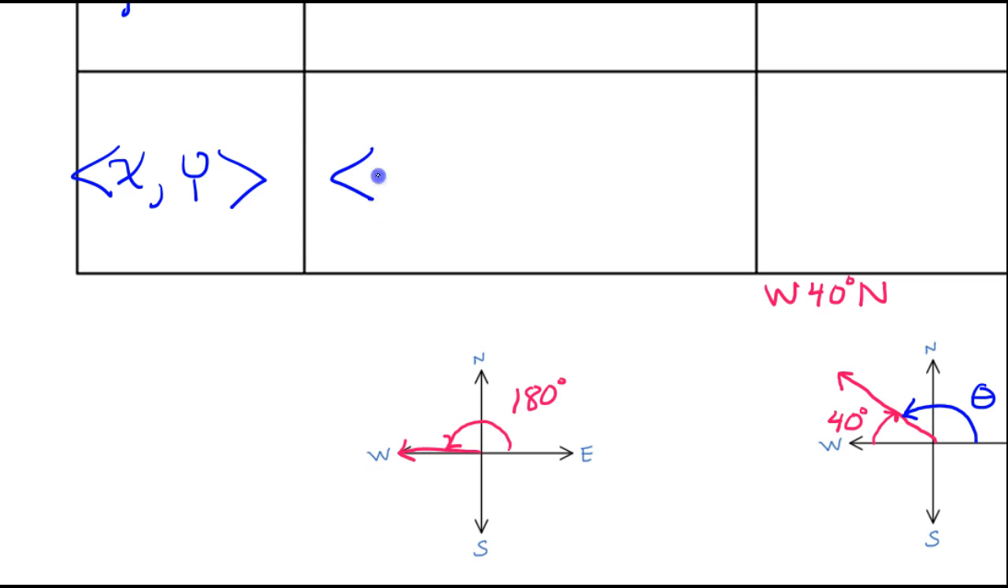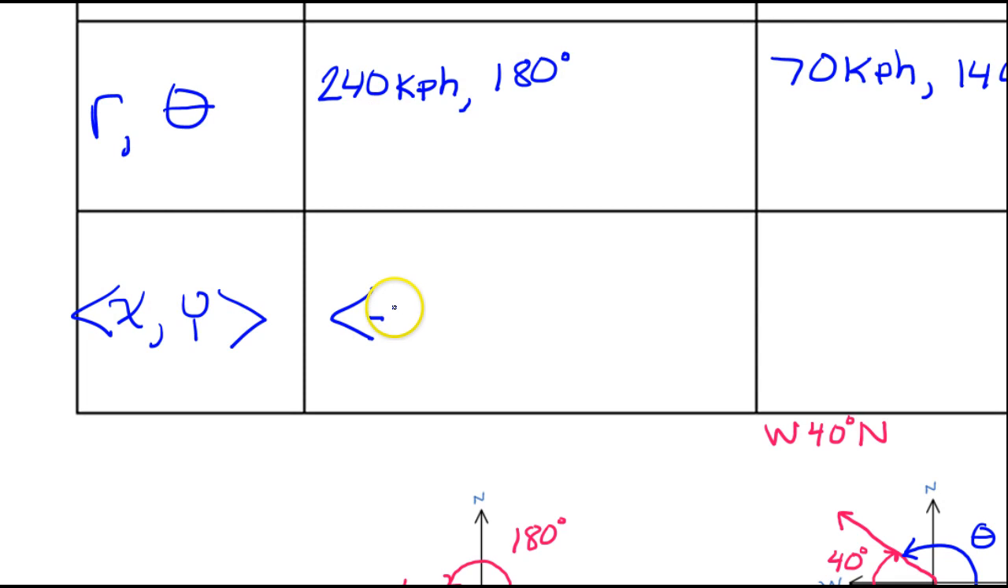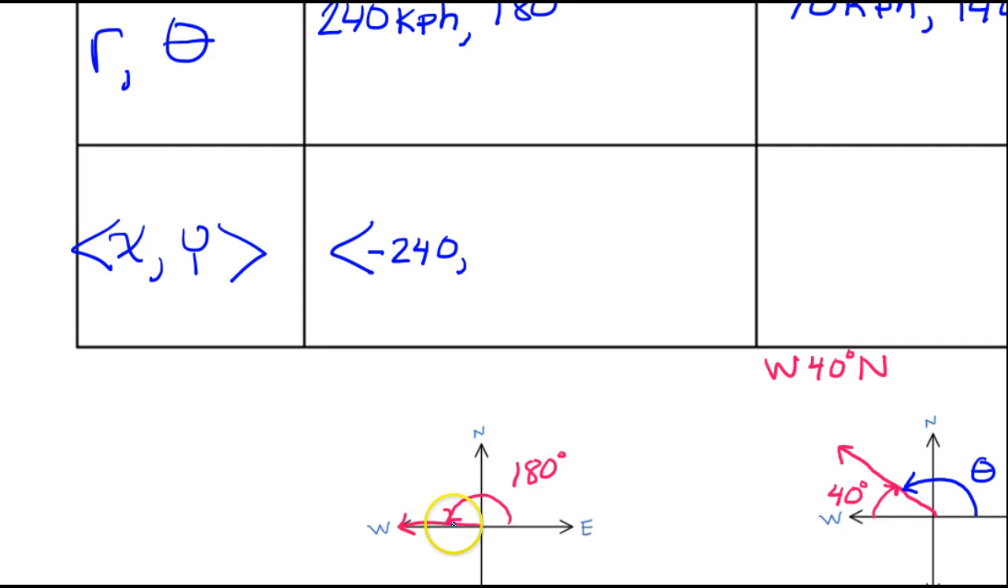So because it's to the west, I'm going to say negative, and the magnitude was 240. So I'm going to simply say negative 240 for the horizontal component. There is no vertical component because the whole vector is horizontal. So I'm going to put 0.